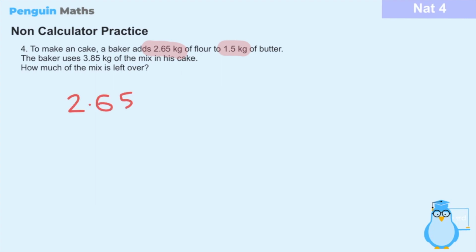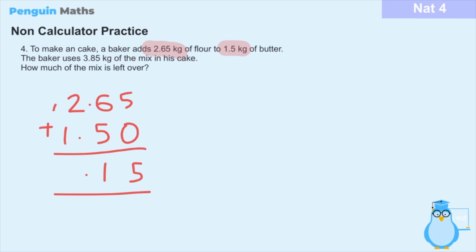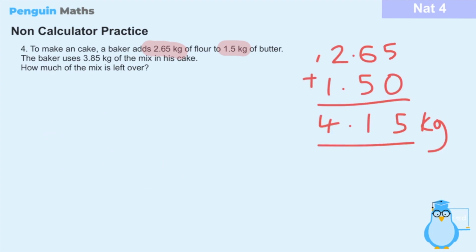So we have 2.65 plus 1.5, and that's the same as saying 1.50, just so that the amount of numbers after the decimal place is the same for both numbers. And now we can say 5 plus 0 is 5, 6 plus 5 is 11, carry the 1, then we have 2 plus 1 is 3, carry the 1 is 4. So in total we have 4.15 kilograms.